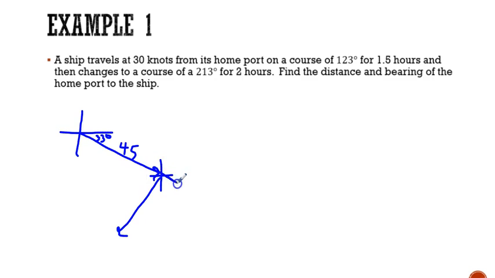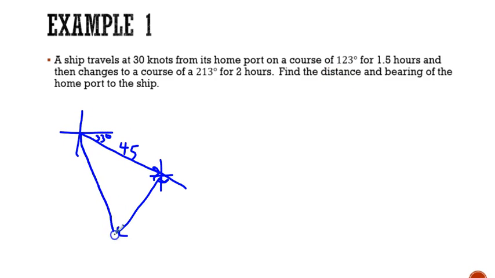Now something else that you can note here is that the difference between 123 degrees, which was the line going this way, and the 213 degrees, which is going this way, the difference between those two numbers is 90 degrees. So that means that we have a 90-degree angle right in here. And then if we use our linear pair rule, that means we also have a 90-degree angle on this side of the figure as well. Now they're actually going to ask us what is the distance and bearing of the home port to this ship.